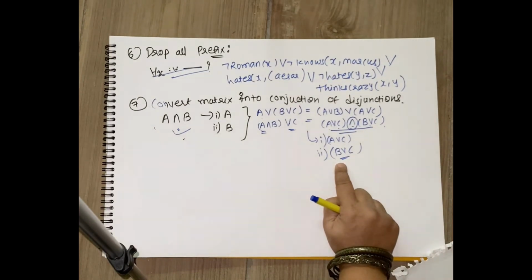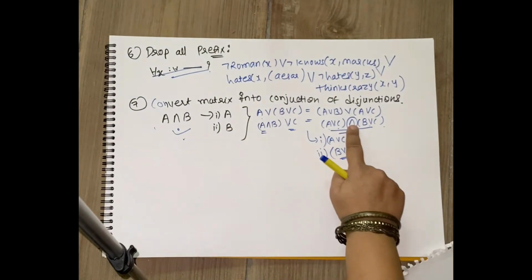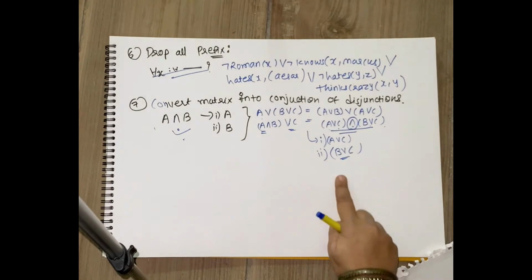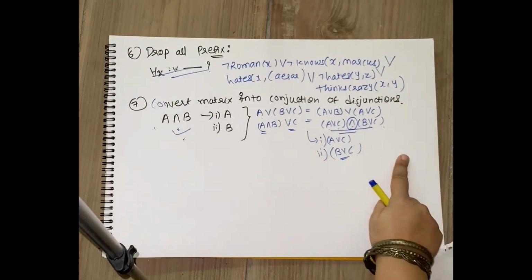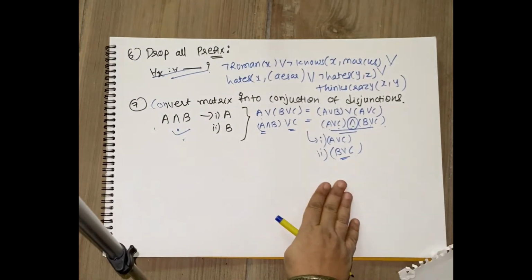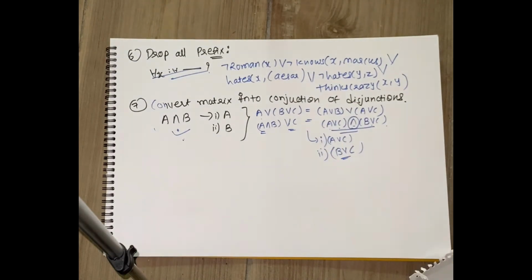Are you getting this? So convert the matrix into a conjunction of disjunctions. Why? Whenever we have a conjunction, we can separate and make simpler predicates. In place of having an entire complicated predicate, we will divide it into simpler predicates. That is possible only when you have a conjunction of disjunctions, and hence it is called conjunctive normal form, the CNF form. Are you getting this?